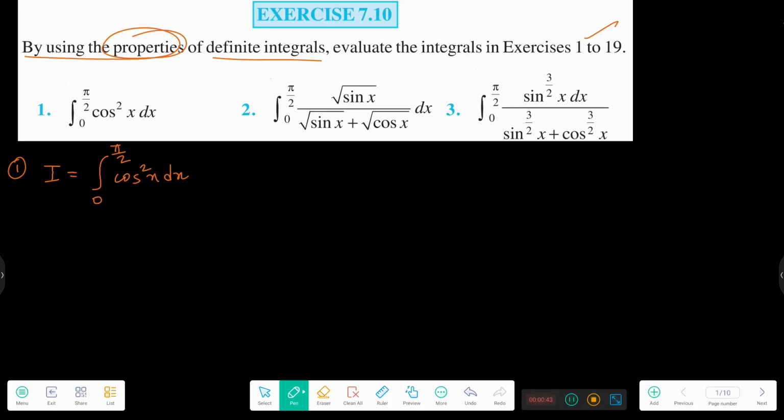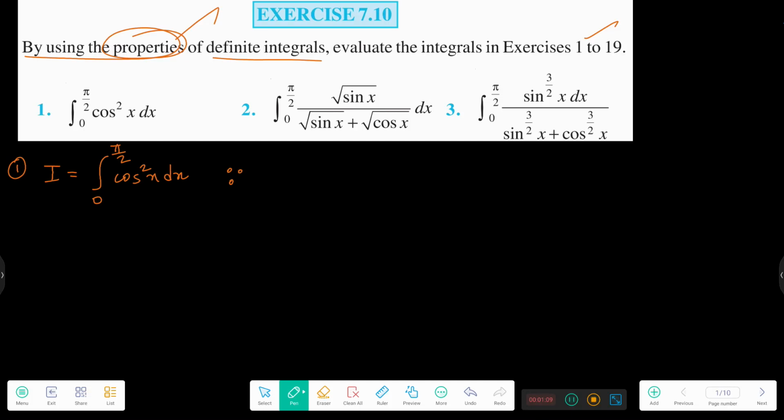See, they said with the help of property. If they mention with the help of property, we should take the integral by following that rule. Suppose it is not mentioned, we know the cos square formula, 1 plus cos 2 alpha divided by 2, that you can surely use. You can take the integral very easily. But they have mentioned we have to go with the help of property.